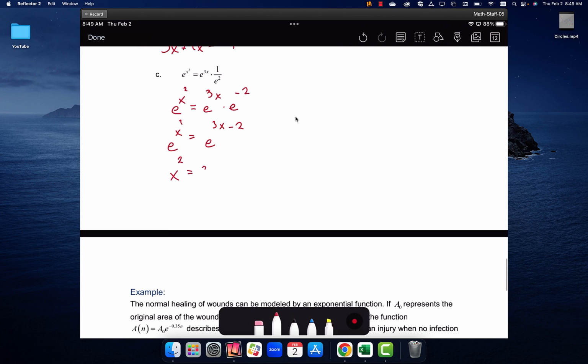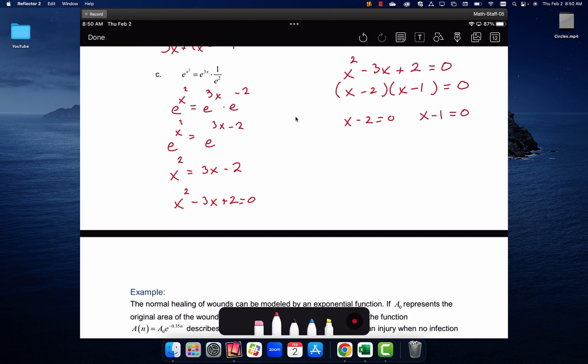X squared equals 3x minus 2. From here, it's a quadratic. Set it equal to 0. X squared minus 3x plus 2 equals 0. And you can choose any method you want. It does not matter how you solve from here. It looks like factoring will work, so let's use factoring. It's fairly quick and easy. Two numbers that multiply to 2 and add to -3 are -2 and -1. Set each factor equal to 0. And we get 2 and 1.